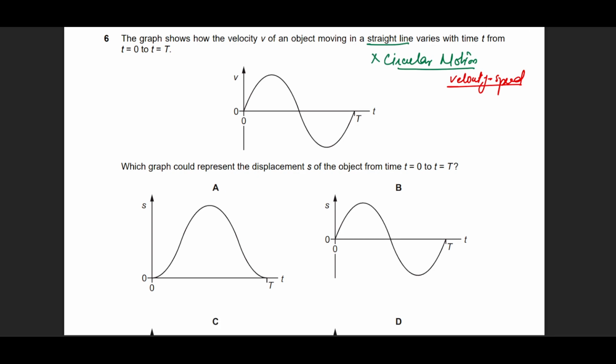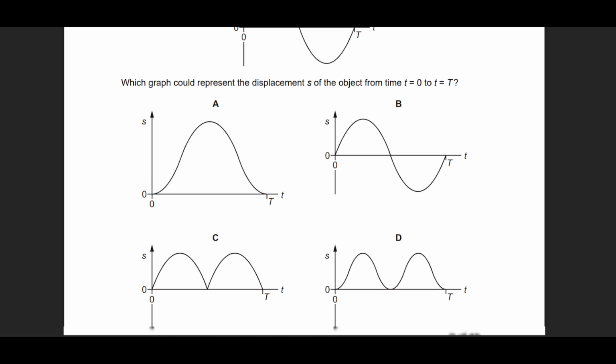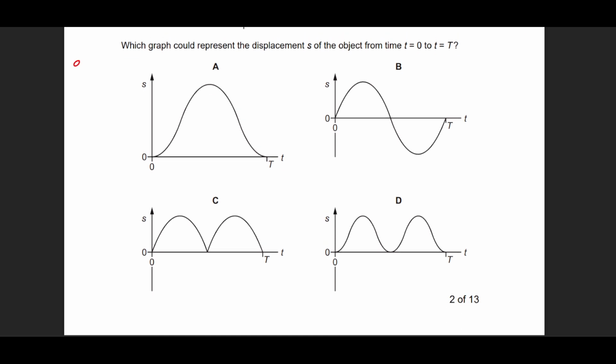Okay, so he says which graph could represent the displacement s of the object, t equal to 0, t equal to 1. You see, since this is a displacement-time graph, in every option, I can see that the gradient, or at least the slope of all these options, is going to represent velocity. How do I know this? Because I know that the gradient is y divided by x, and on y I have s, which is displacement, and on x I have t. So displacement over time is actually velocity.